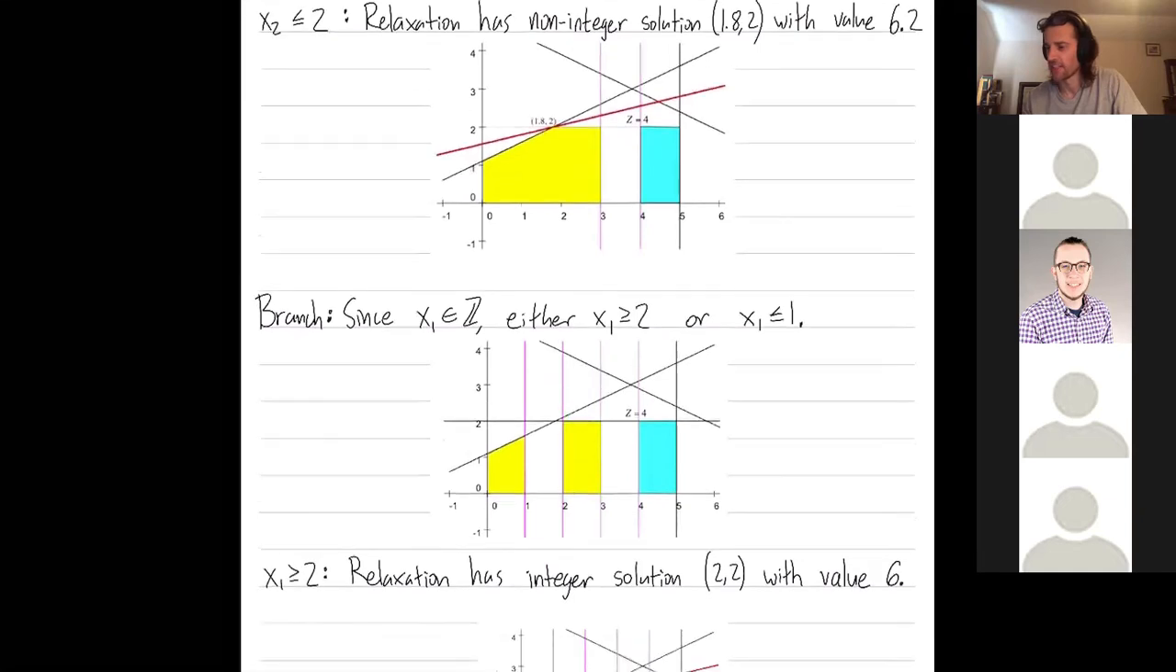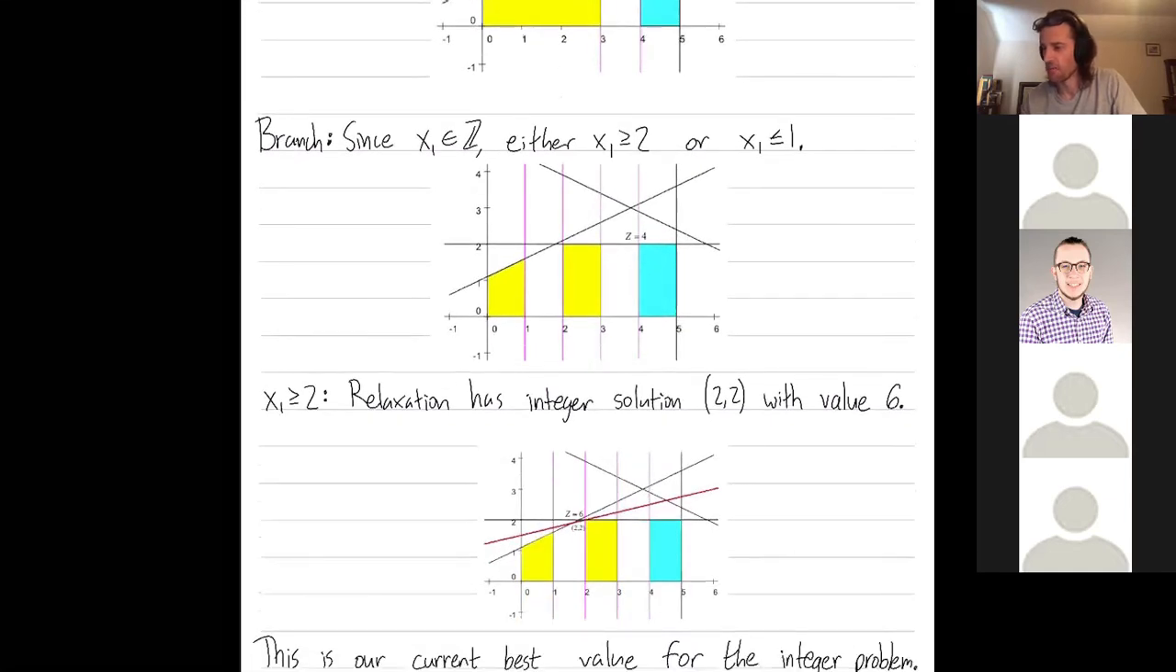It has an integer solution. When I solve the linear programming problem, I find the solution that happens to be an integer one. It has coordinates (2, 2) and value 6. That makes me really happy. I found a new integer solution, (2, 2), that has a better value than any integer solution I've seen so far. 6 is our current best integer solution.